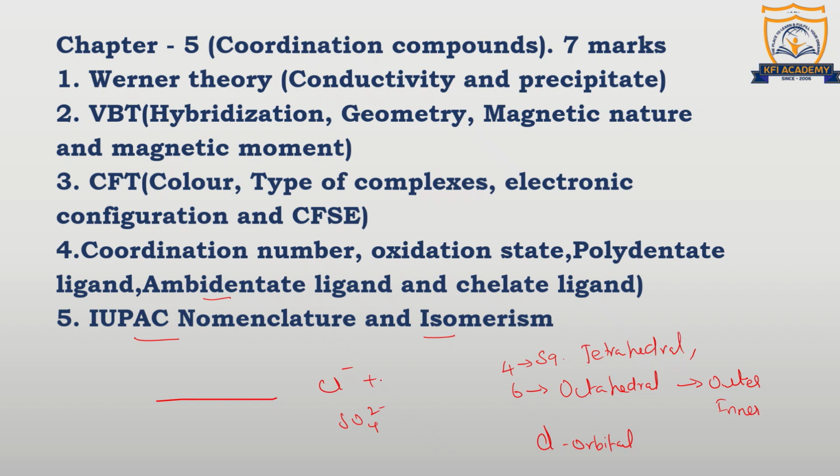What is the confirmatory test for Cl minus? Nothing but the AgNO3 test. It gives a curdy white precipitate. For sulfate, the BaCl2 test. It gives a white precipitate. Already performed in practical. So based on this, we can expect one question from ionization isomerism.